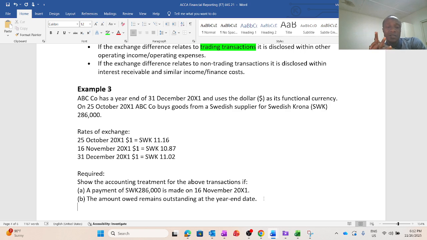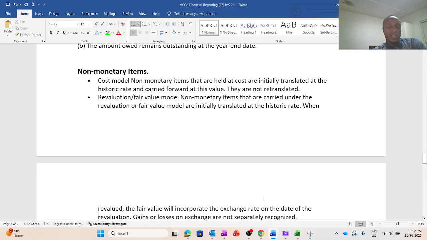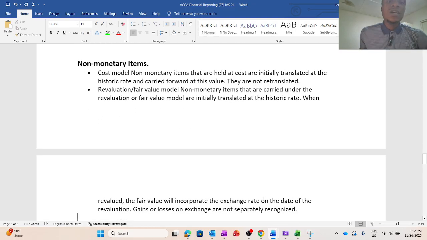The second aspect is where the amount owed remains outstanding at the year end. So as at 31st of December 20x1, the amount is still outstanding. At this point in time, we need to identify which transactions relate to monetary and non-monetary items. For the monetary items, we are going to retranslate at the reporting date using 11.02. When we do our live online session, we are going to solve this particular example. Very good. So now we are going to look at the monetary and non-monetary items.